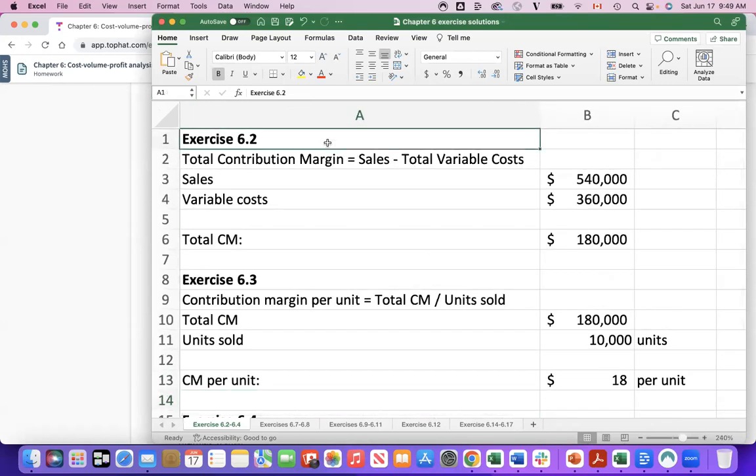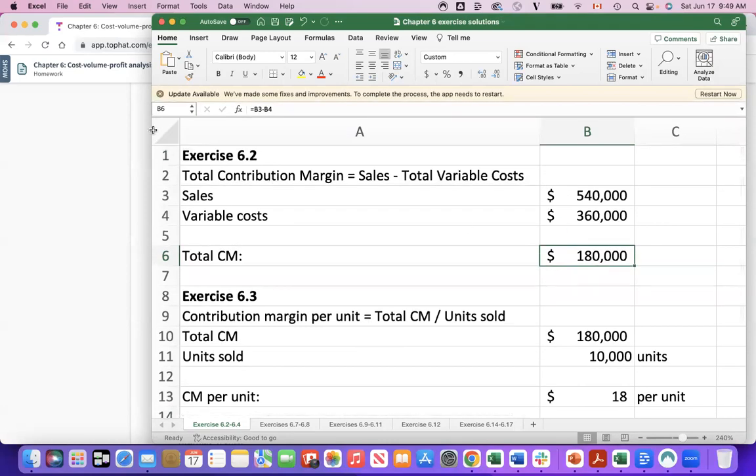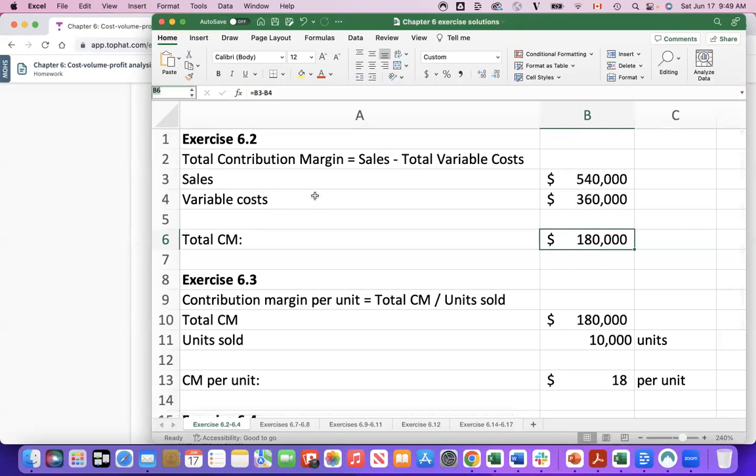Looking at 6.2, we want to calculate a total contribution margin. Remember, the formula for total contribution margin is very simple. It's simply sales minus total variable costs. Sales were 540,000. Variable costs were 360,000. So the difference between the two gets us a total contribution margin of $180,000. And again, that number is important because if we know our fixed costs are less than that, then we know we're going to turn an operating profit. If fixed costs are greater than that, then we know we're going to be operating at a loss. So each format of contribution margin gives us a little bit of different insight.